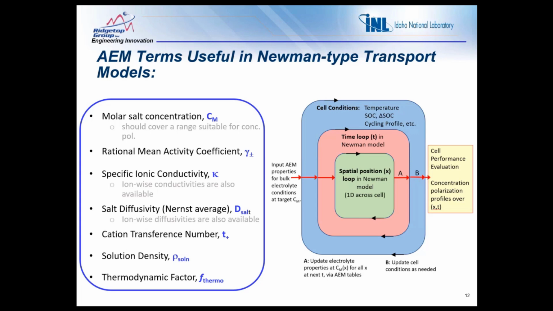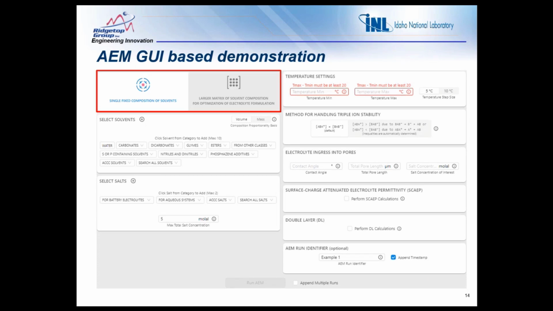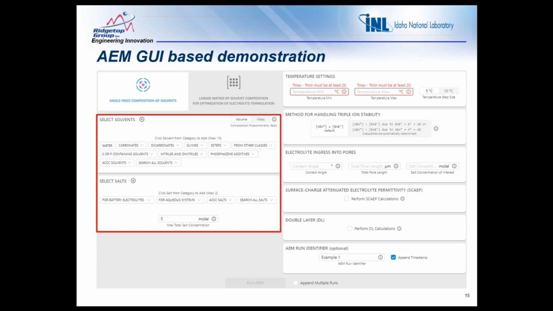Now I'll move forward to a quick demonstration of the AEM graphical user interface. So this is in general how the AEM GUI looks, and I will give a brief overview of each of the tabs. Initially we have to select whether we want to move forward with a single fixed composition of solvents, or we can also choose a larger matrix for optimization of electrolyte formulation. Then in the next tab, we have to select the number of solvents and the salts, and also specify whether the composition should be with respect to volume or mass.